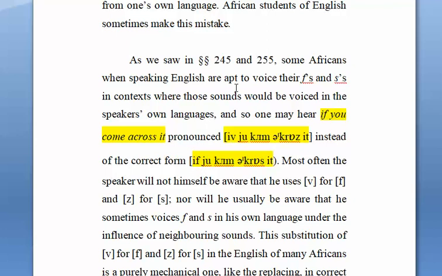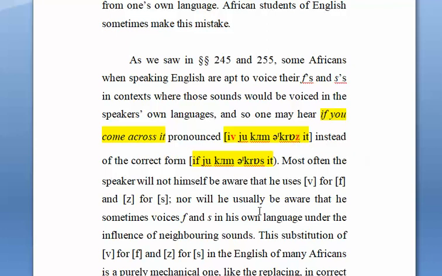And this occurs in some speakers of African origin. Most often the speaker will not be aware, because what happens here is a kind of assimilation. Here you say "if", we can highlight in red. Instead of f, it is assimilated to a v sound, a voiced sound, because it is followed by a vowel. If you, if you come across it. Instead of "across it", with s, because it is followed by a vowel and comes after a vowel, between two vowels.